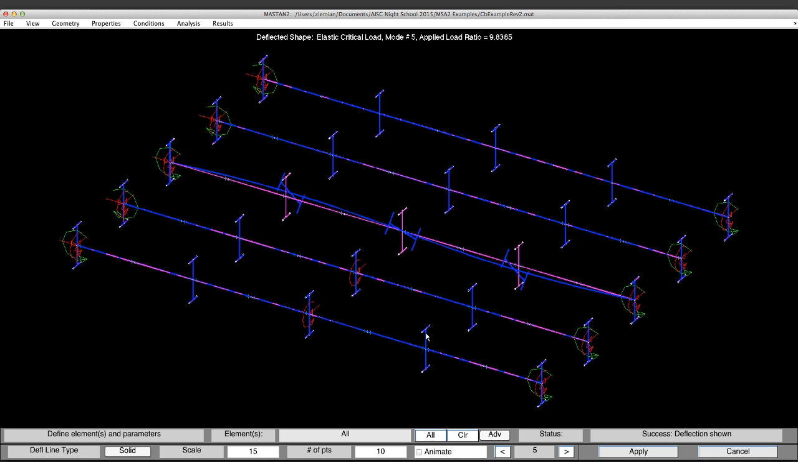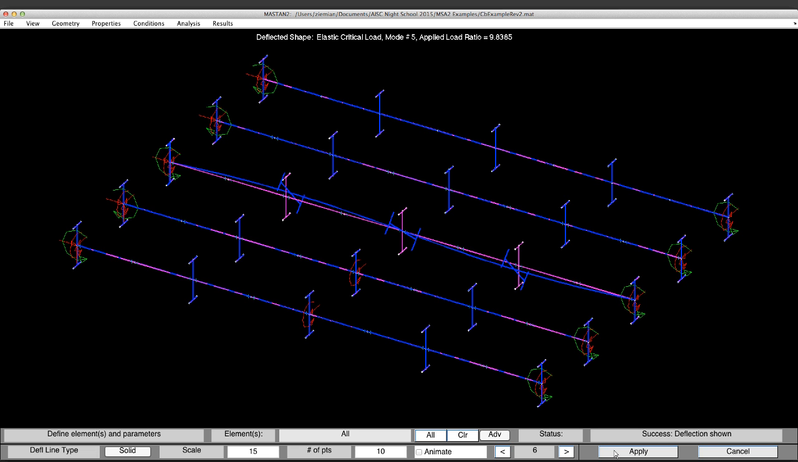And again, what this beam was is we had moment gradient. We had equal moments at each end. We had that non-uniform moment diagram with an inflection point at mid-length. And it took 9.8 times 1,000, or 9,800 inch-kips of moment to buckle this thing.